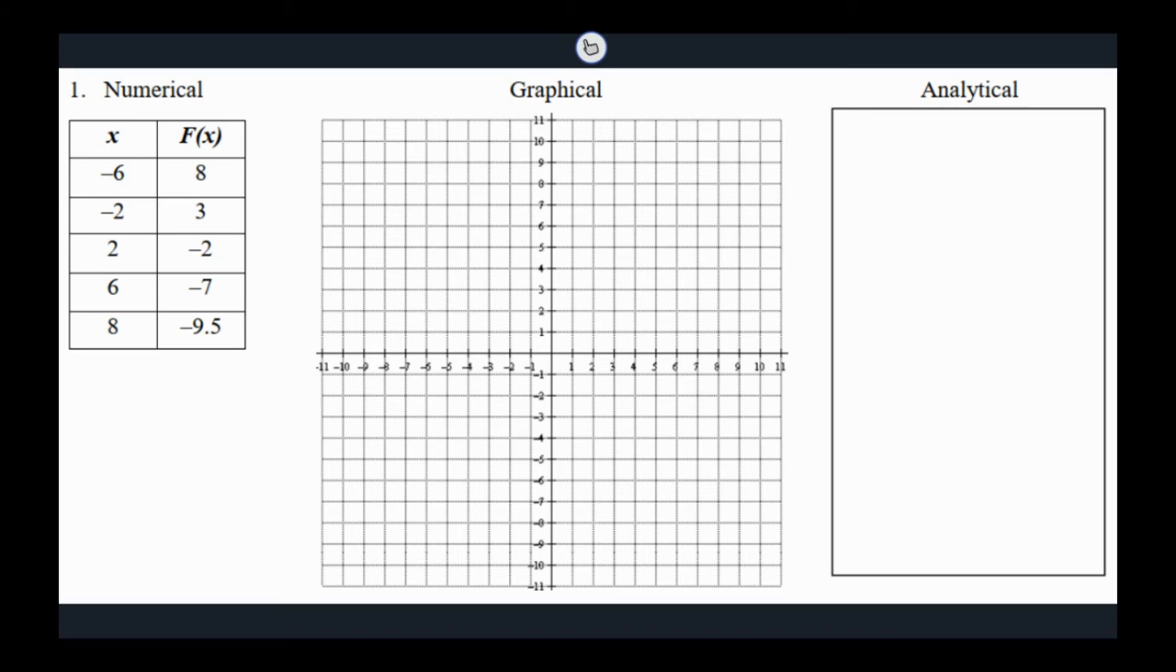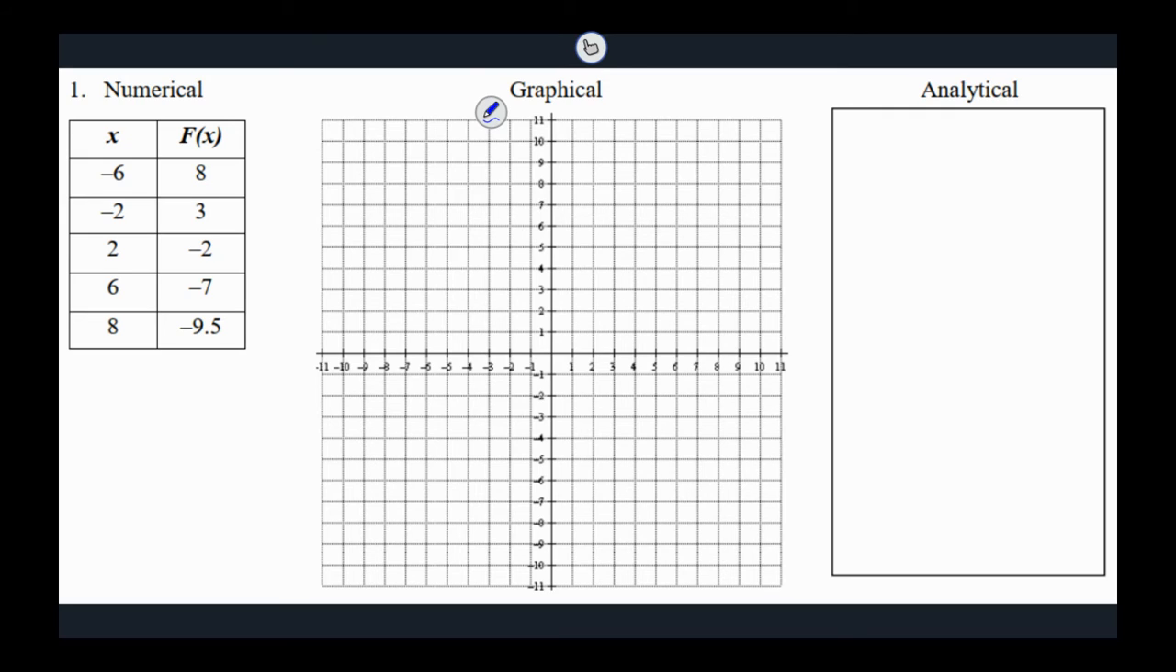It says first identify the slope of f of x. And then on the table show why this is the slope no matter what 2 points are used. Okay? So we're gonna use the table. And we said slope was the change in what over the change in what? Change in y over the change in x.